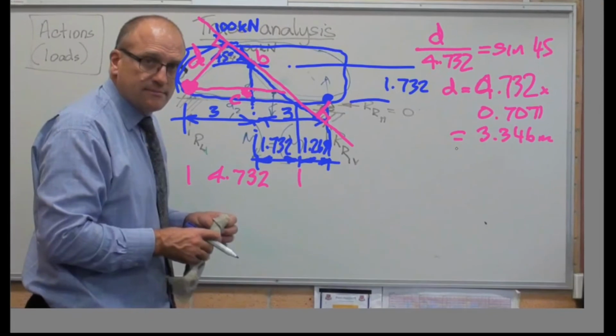Let's go moments about the left hand side. I've got here moments going that way equal moments going that way. Moments going clockwise is 100 times 3.346. This one here is going anti-clockwise, equals 6 times 6.